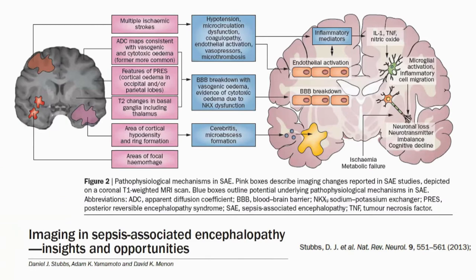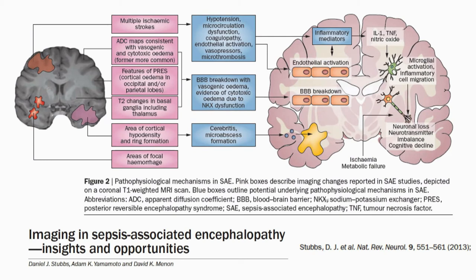And here's another publication talking about the sepsis-associated encephalopathy and everything that goes wrong in the brain as a result of that. So we have seen multiple ischemic strokes develop in patients with sepsis. You can see vasogenic and cytotoxic edema. You can get PRES, or posterior reversible encephalopathy syndrome, where you get edema in the cortical, occipital lobes, parietal lobes. You can see hyperintensities in the basal ganglia and thalamus. You can also get cortical hypodensities and ring formation, as well as areas of focal hemorrhage.